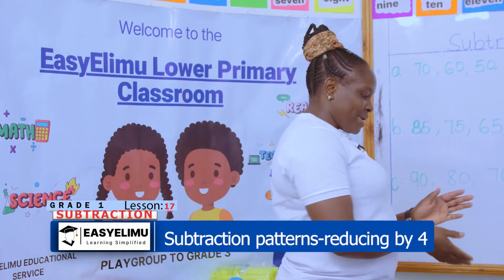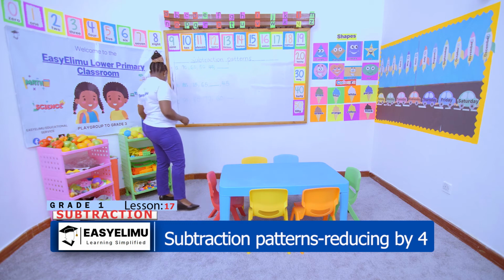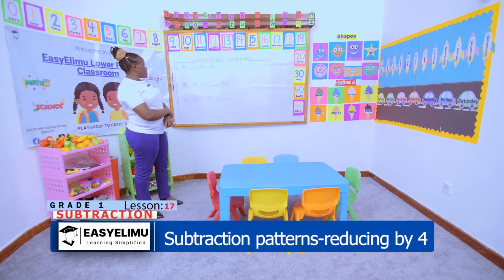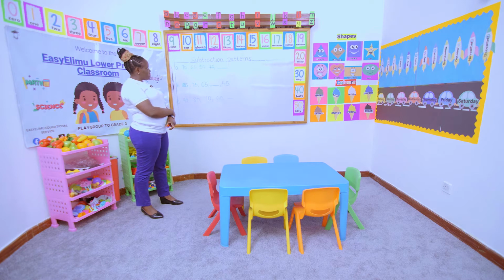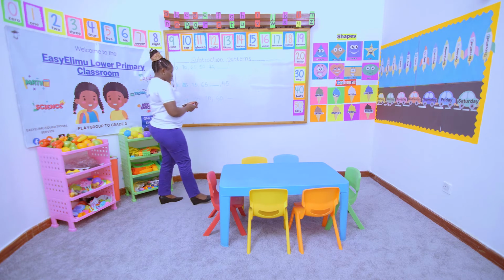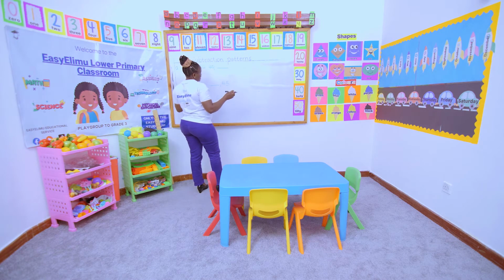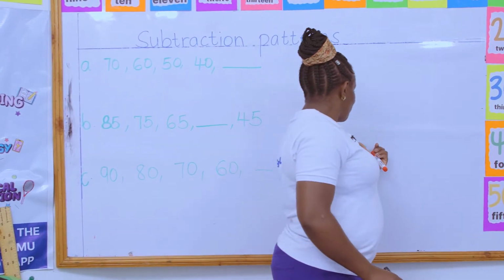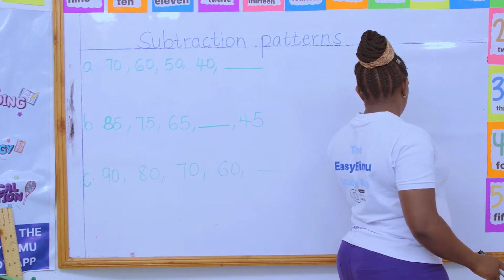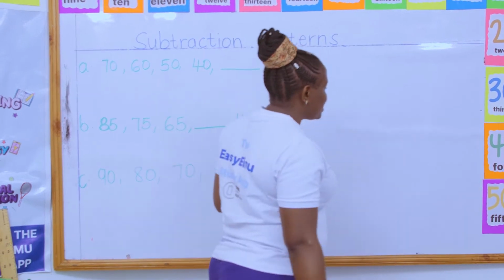Now, we have done patterns in addition. We have done patterns using different numbers. But when someone looks at the board, what can you tell me about this? Teacher, I remember this one looks like counting in tens. Very good. When we did the counting in tens, we said there was one common thing about the numbers that we are talking about when counting in tens.